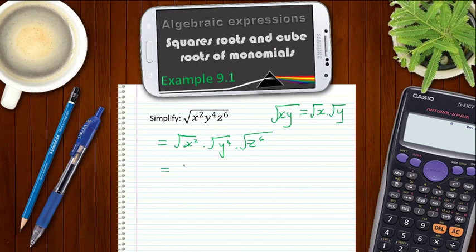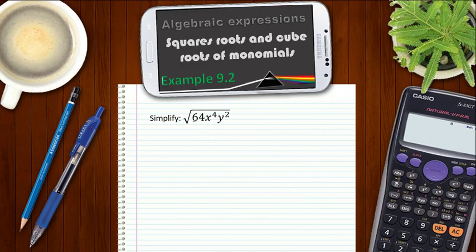So dividing this exponent by 2 gets me to 1, so that's just x. Whenever you have a square here with a square root, these two are opposite operations, so they cancel each other out. And then y, divide that by 2 gives me 2. 6 divided by 2 gives me 3.